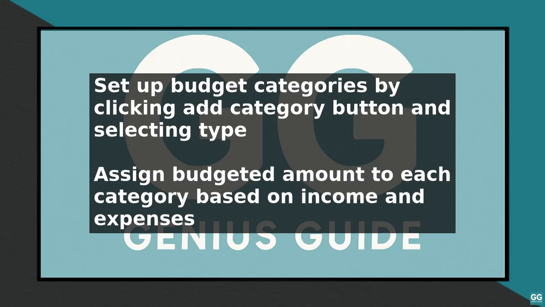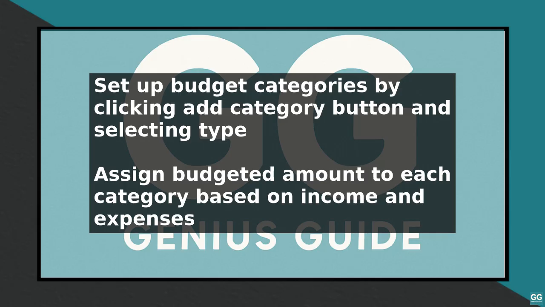Next, assign a budgeted amount to each category based on your income and expenses. It is essential to be realistic and accurate when allocating funds to each category, as this will help you stay on track with your budget.